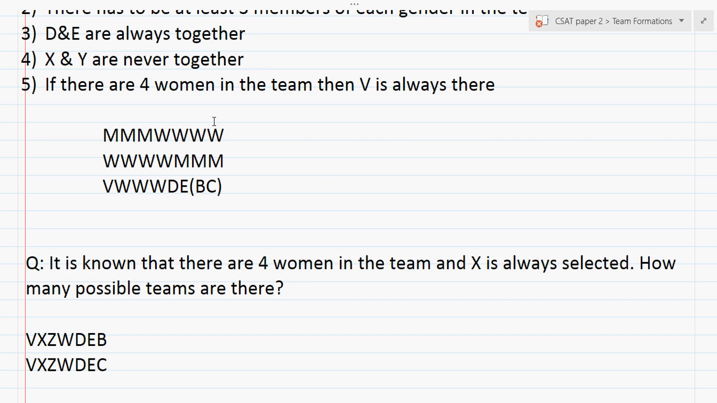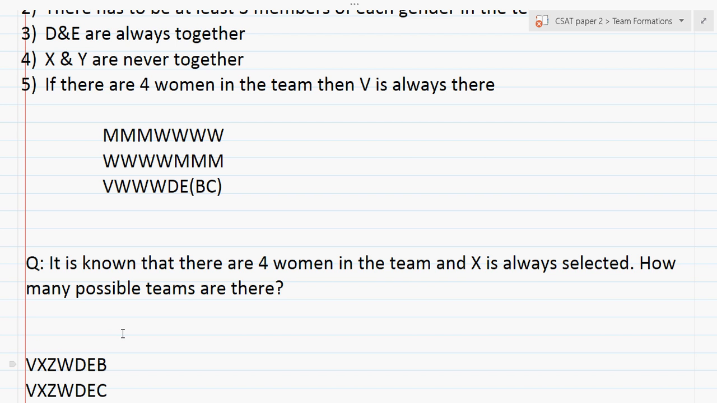So what each statement is telling us is helping us to come to a concrete solution, right? Now using the question statement, that if there are 4 women in the team and X is always selected, we have reduced the possibilities to 2 only, right? Which initially were many. So if X is not always there, what all possibilities were there?